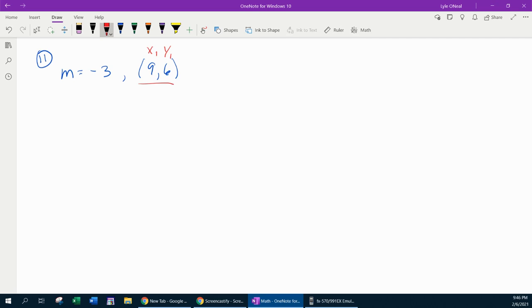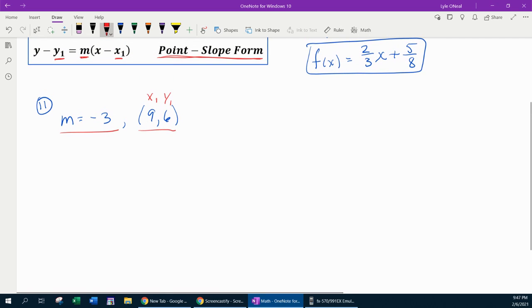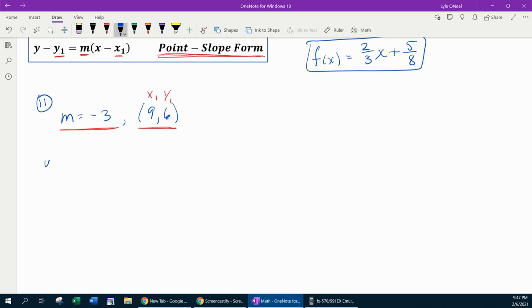And if you're given a point and the slope, you're going to use point-slope form. And so that's going to be y minus y1, which is 6, equals m x minus x1. And then technically that's done, but most of the time they want you to rewrite that in slope-intercept form. Like on an exam, they're probably going to say, write your answer in slope-intercept form. And if that's the case, we've got a couple more steps to do.